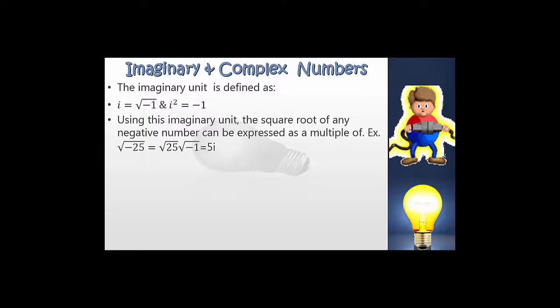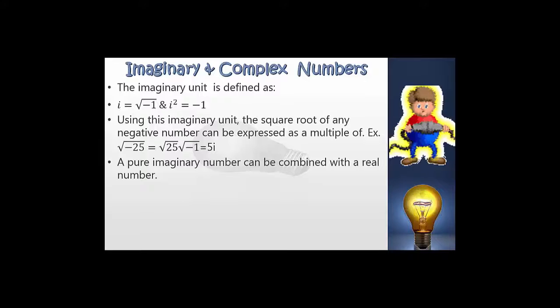So, as I just mentioned, this is what happens in the case of imaginary numbers. If we start off with the square root of negative 25 underneath the radical sign, we end up separating the real 25, and then multiply it by the negative 1, which we've defined as i, and that's called 5i.